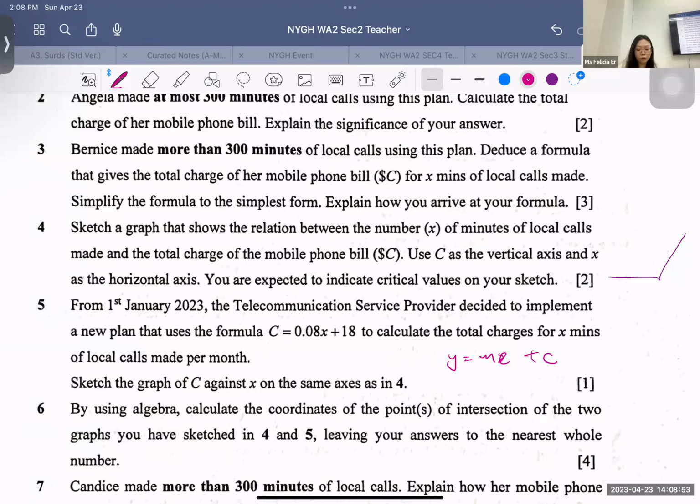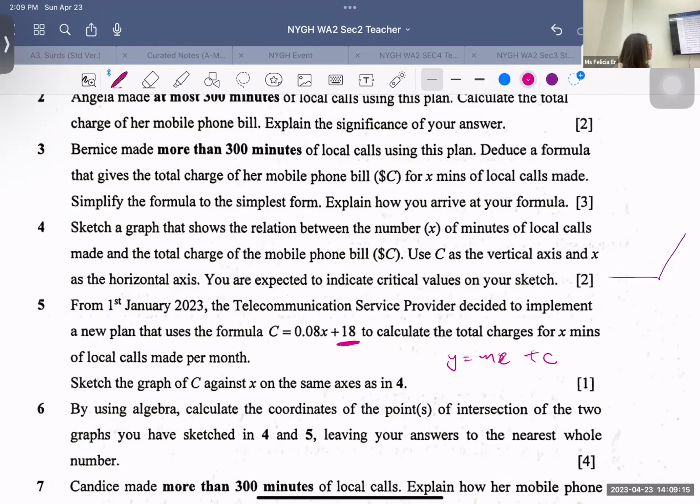So you should know the starting point of this particular graph will be at 18. It should not go below 18. Can you see that? And what does m represent? M represents the gradient. Good. Does everyone agree m represents the gradient? If you don't know, let me know after we go through everything.